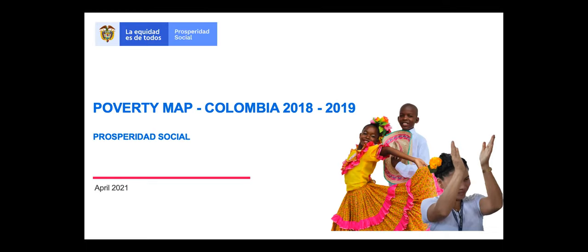In Colombia, we made a monetary poverty map for 2018 and 2019. Nowadays, we are defining the data to update the map, because during 2020, the household survey had many changes in some months due to quarantine.